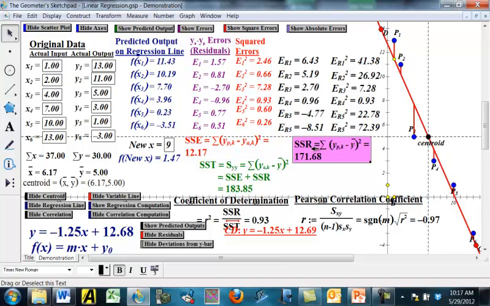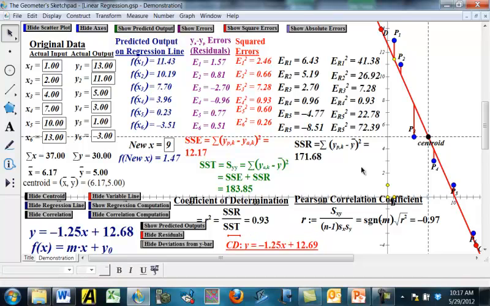Okay, that's SSR. Now, it turns out that if you take SSE plus SSR, you get SST, which is the same as S sub YY that we looked at earlier. So S sub YY we computed earlier, and that is SSE plus SSR. Okay? Now, we can use these to come up with two measures that are related here for how well this line fits.